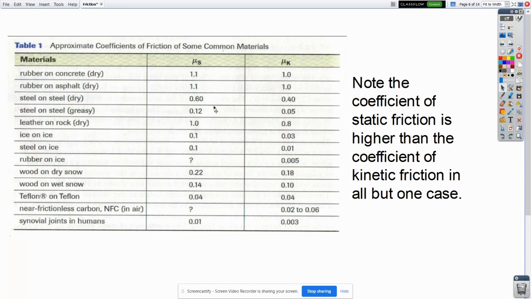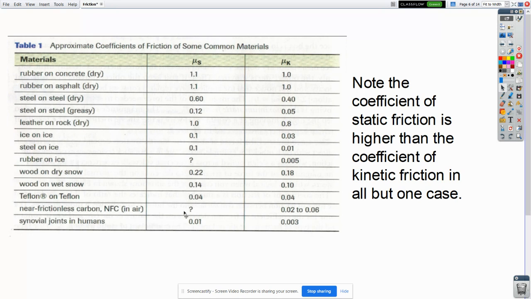Lubricants work by lowering those coefficients. So we have greasy steel on steel. The static drops from 0.6 to 0.12. It makes it slippery, it makes it easier to move, lowers the friction by reducing that coefficient of static friction. And the kinetic, 0.05, even lower still.